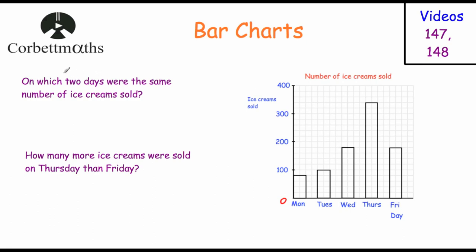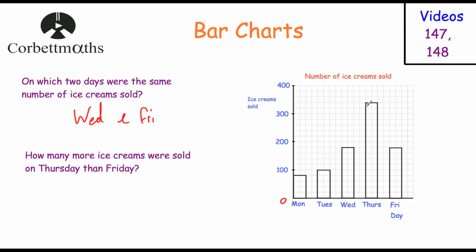And the first question says, on which 2 days were the same number of ice creams sold? So we're looking for the same number of ice creams sold, so we're looking for the bars being the same height. So if you look here, we've got Wednesday and Friday, where the bars are the same height as each other. So that means Wednesday and Friday would be the 2 days of the week where the same number of ice creams were sold. So Wednesday and Friday.